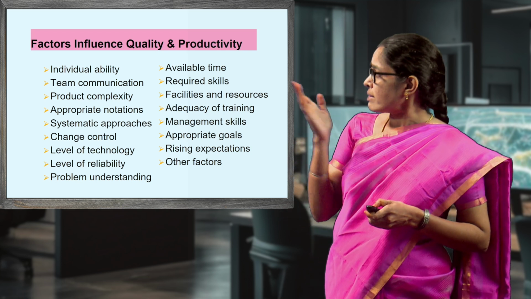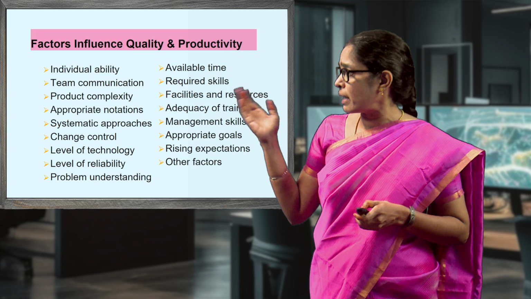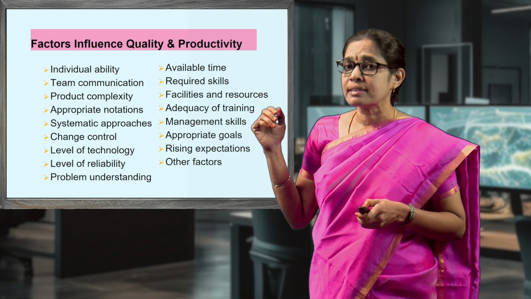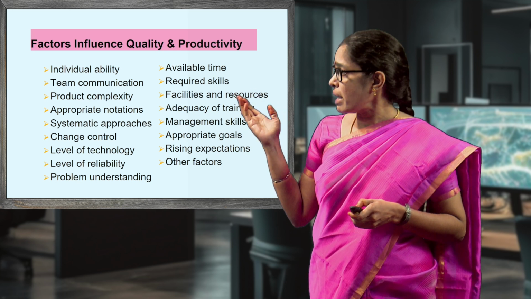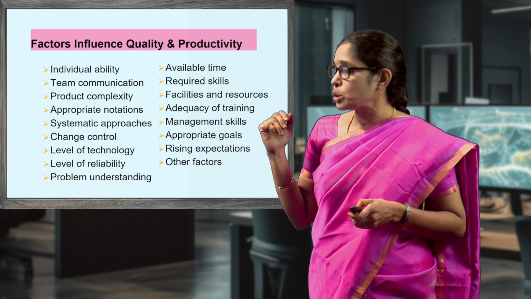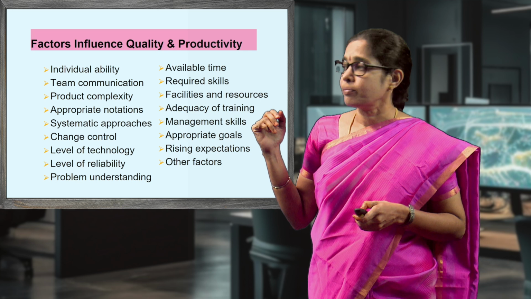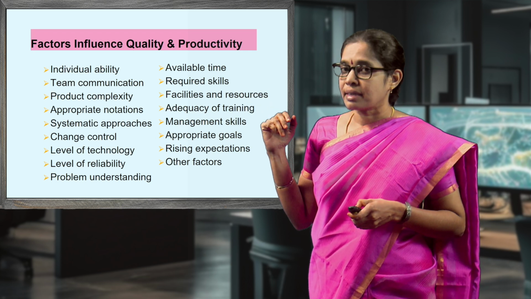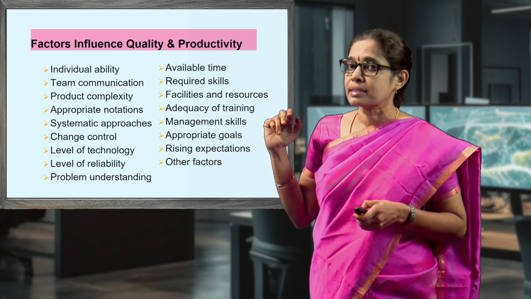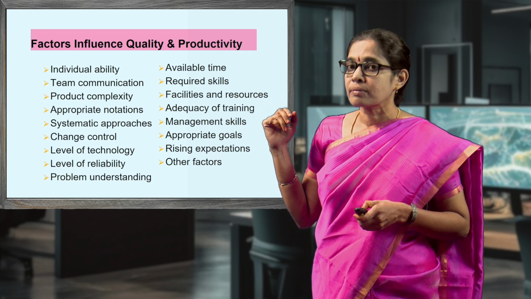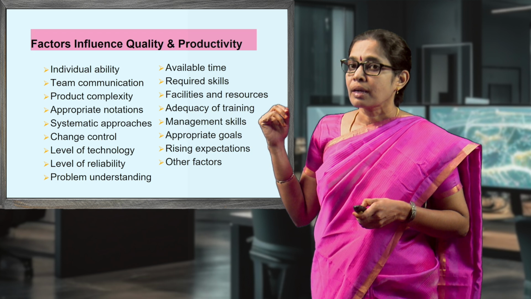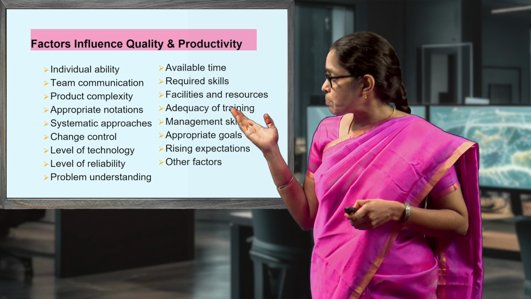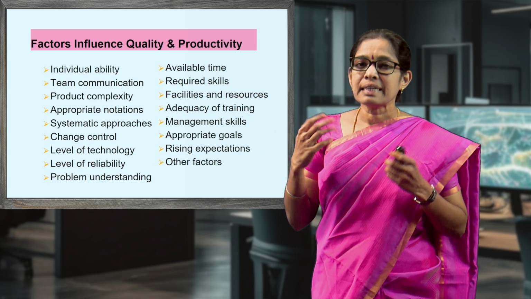So these are the factors influencing quality and productivity: individual ability, team communication, product complexity, appropriate notations, systematic approaches, change control, level of technology, level of reliability, problem understanding, available time, required skills, facilities and resources, adequacy of training, management skills, appropriate goals, rising expectations, and other factors. Let us see the factors one by one.